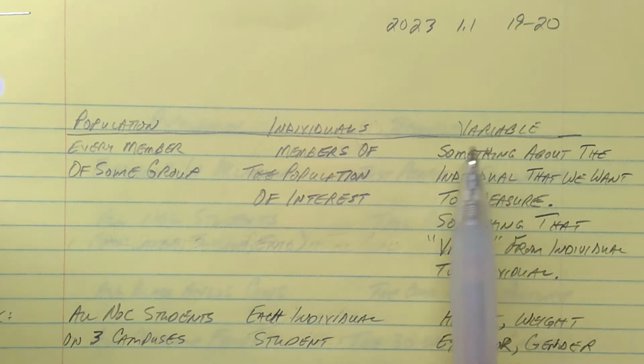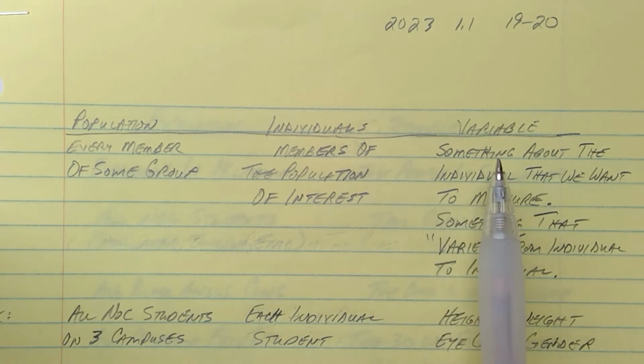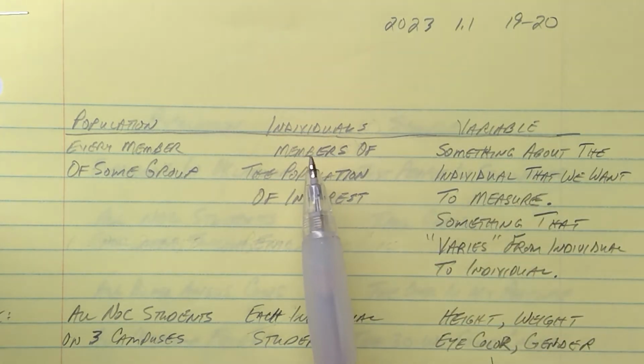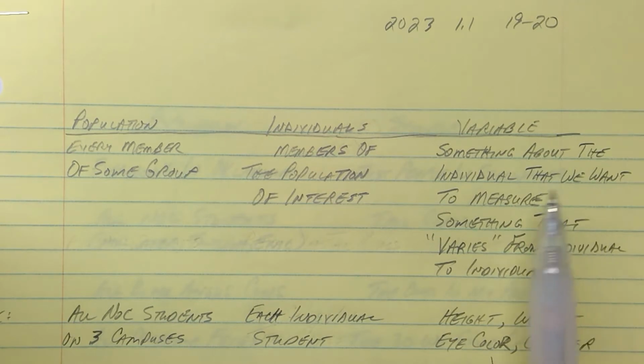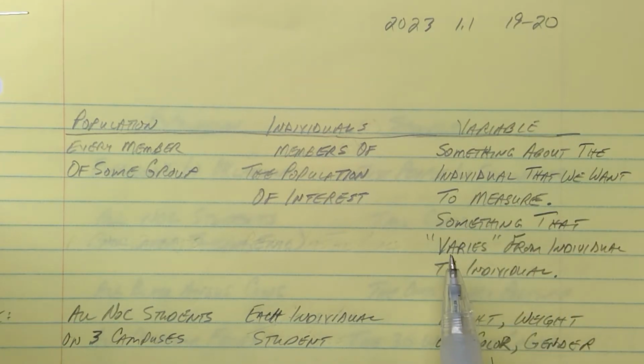Now, a variable, you can see the word vary right there. V-A-R-Y is almost right there. Vary, it's something that varies, something about the individual that we want to measure, all right? Something that varies or differs from individual to individual. So for example, if we were talking about these students from the population of all three campuses, maybe I want to know the average height of a NOC student, or the average weight, or the average eye color, or the average gender. What percent are female, what percent are male. It's just anything that varies from person to person that you want to measure.